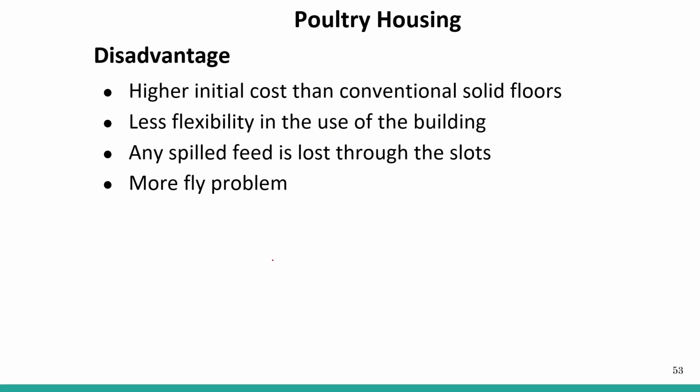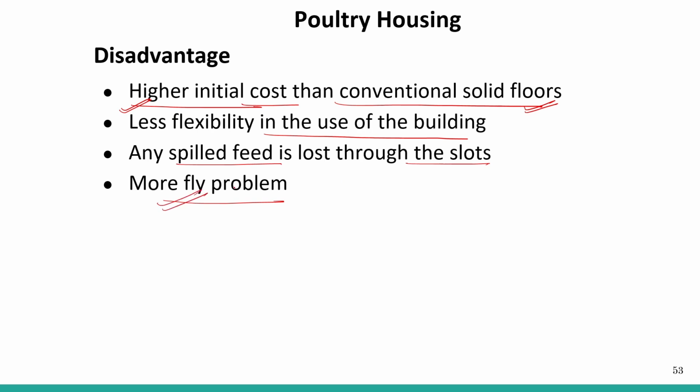But there are some disadvantages as well. Higher initial cost. Initially, you have to invest money. That is a higher initial cost compared to the conventional solid floor. Less flexibility in the use of the buildings. Any spilled feed is lost through the slots. And more fly problem. So there is a problem of flies, which can spread disease.